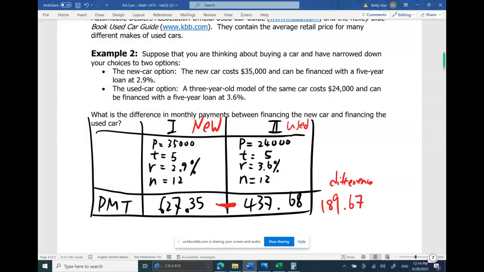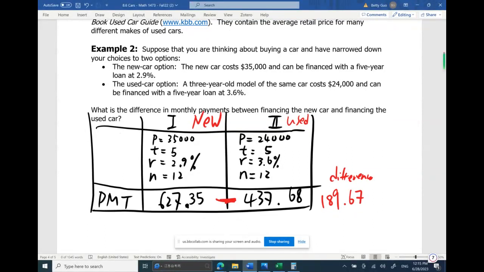So what do you think? Same year, same period of time, same 5 years. Even though the second option has a higher interest rate, you still end up with a lower monthly payment. So about $200 less burden if you buy the used car. So that's your option. This is what we have by looking at the numbers. All right, that's example 2.